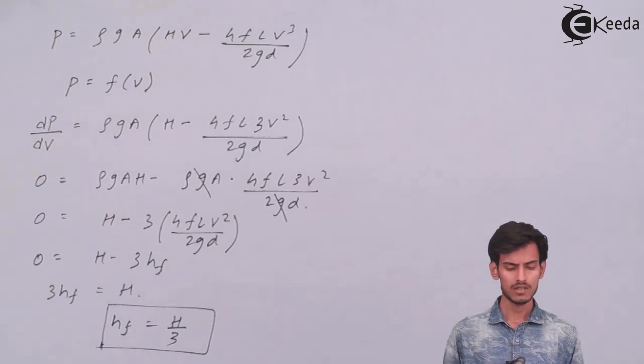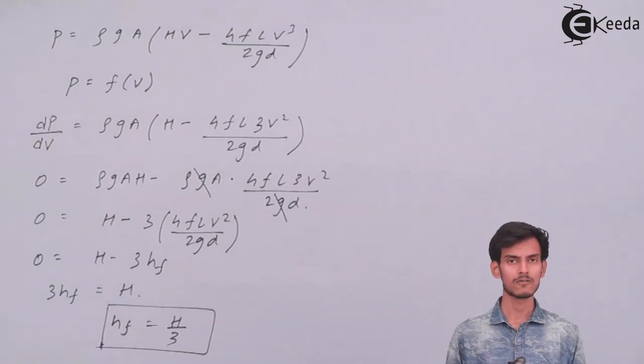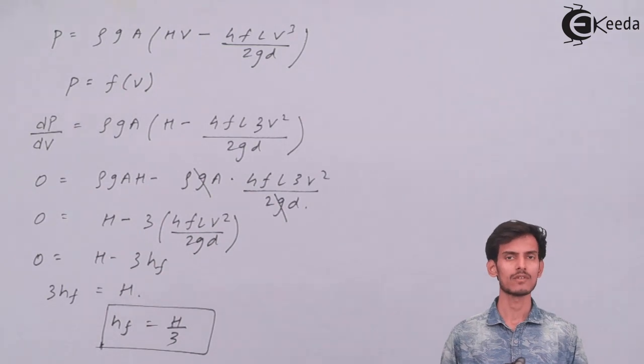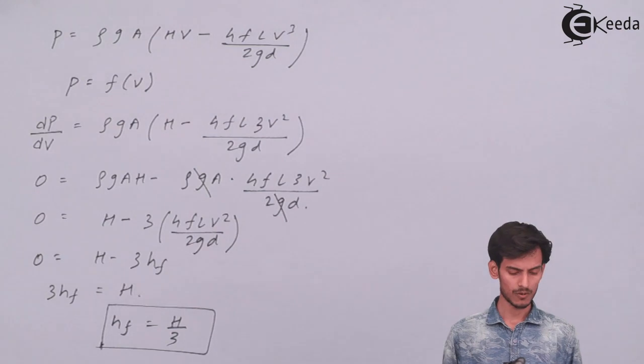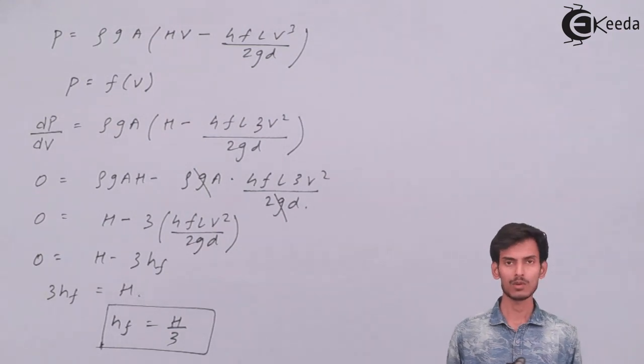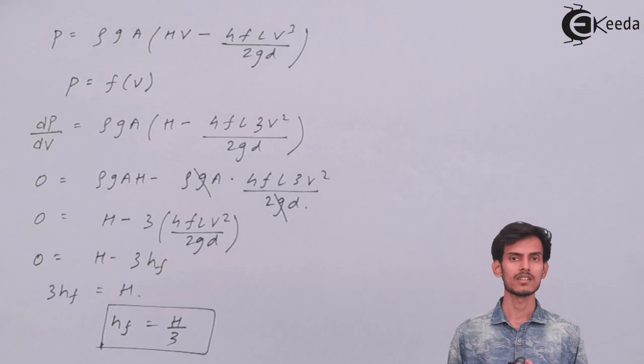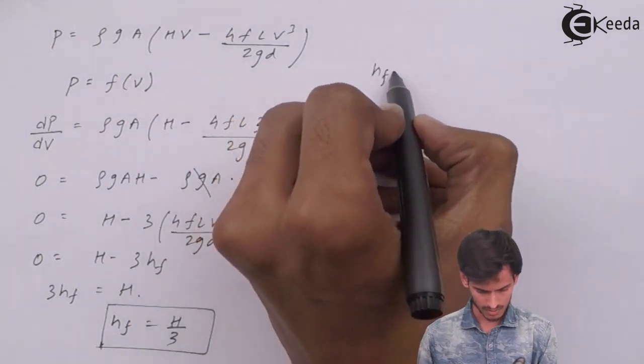So what we have done here is we have calculated power in terms of velocity. It's a function of velocity, so you have to differentiate with respect to velocity, and after differentiating you have to put it to 0, and after you put 0 you solve the equation, you get the value of hf as H by 3. So this is a condition which has to be satisfied by the flow so that the power transmitted by it is maximum.